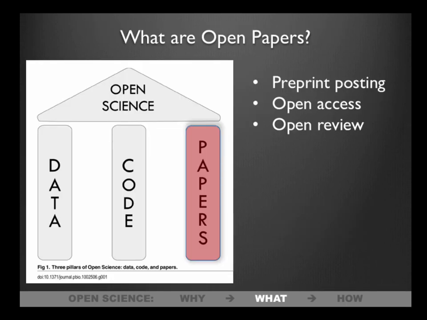Okay, open papers. So open papers includes a number of things. The most obvious one is preprint posting, which is becoming more and more common now. There's also open access and open review. I'm going to talk about each of those. But first of all, preprint posting.